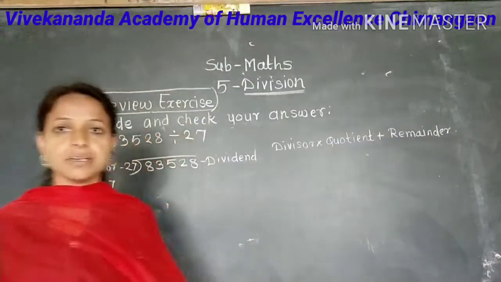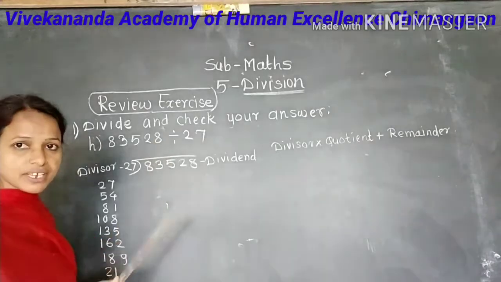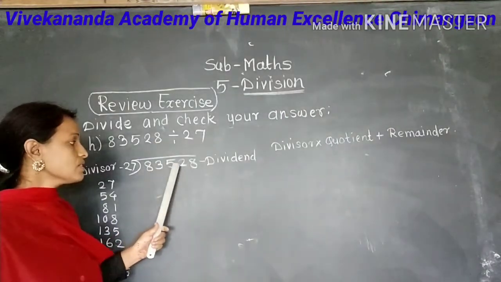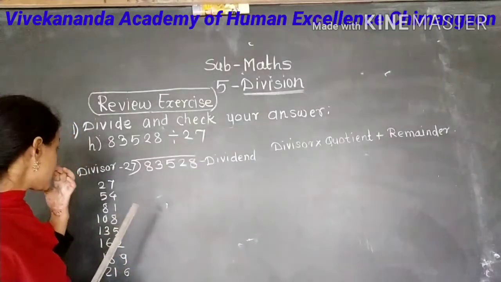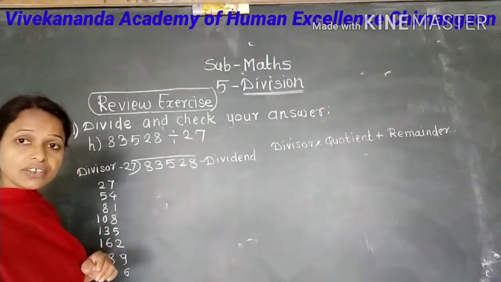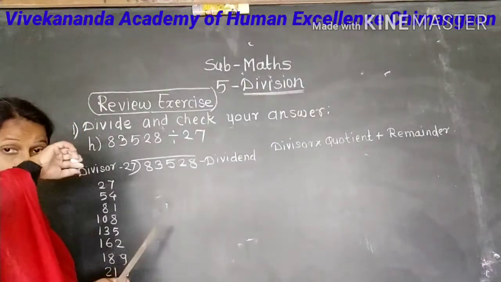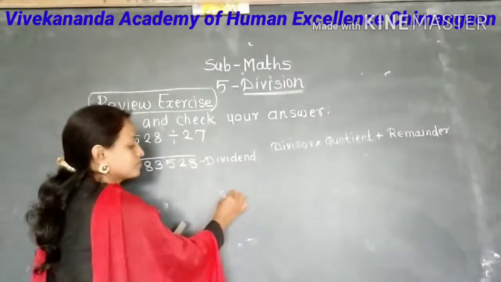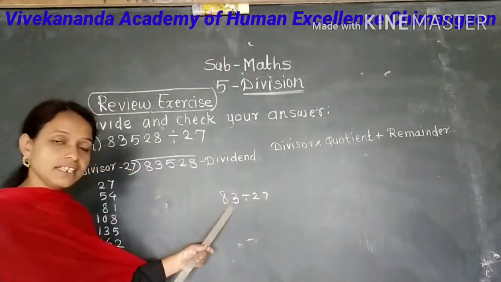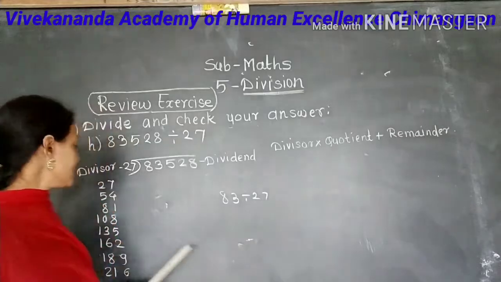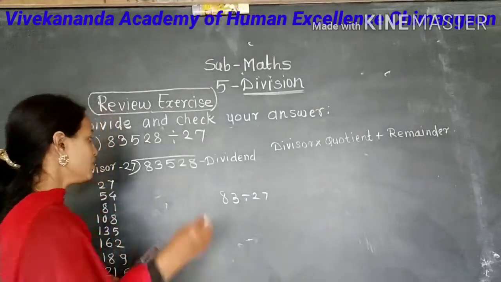Okay. Example: 83,528 divided by 27. 83,528 is the dividend and 27 is the divisor. Here I have written the table of 27. Now we will divide 83 by 27. So by dividing 83 by 27, it gives us quotient 3. 27 3s are 81.